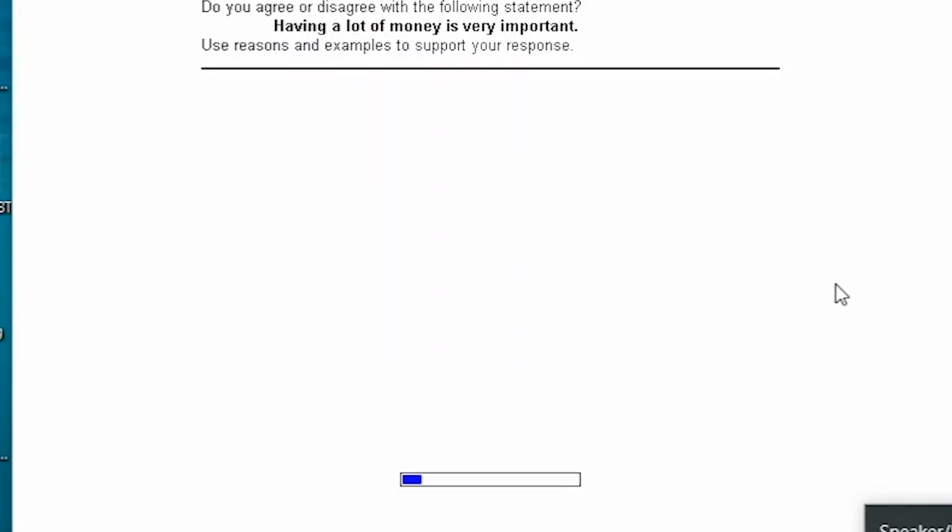Do you agree or disagree with the following statement? Having a lot of money is very important. Use reasons and examples to support your response.